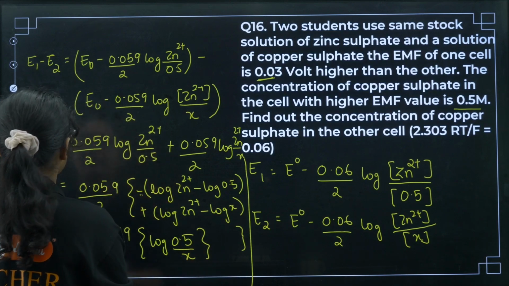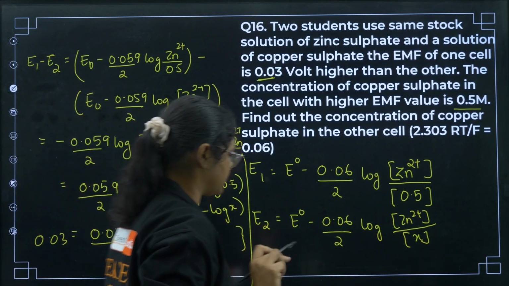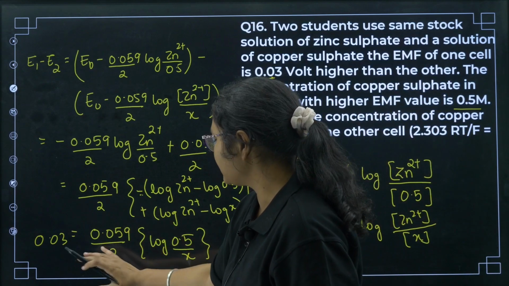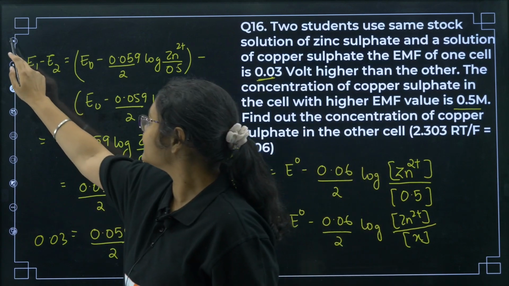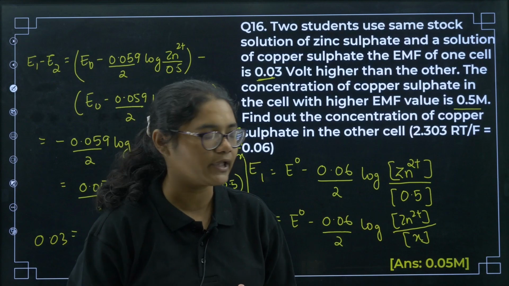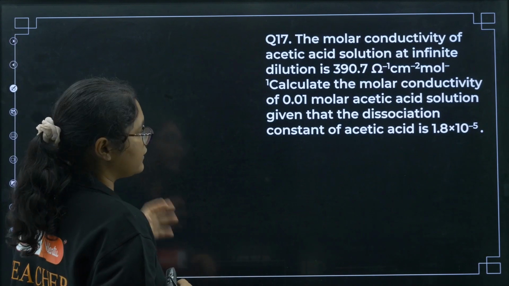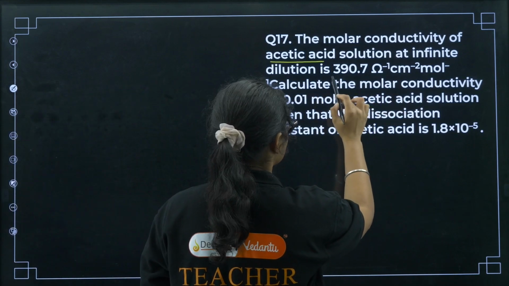And this value on the left hand side was 0.03. Okay, so you can check now whether it is correct or not. After that you just multiply, take the antilog and get the value of x. So if you calculate the value of x, you will get around 0.05. Okay, clear? Fine.